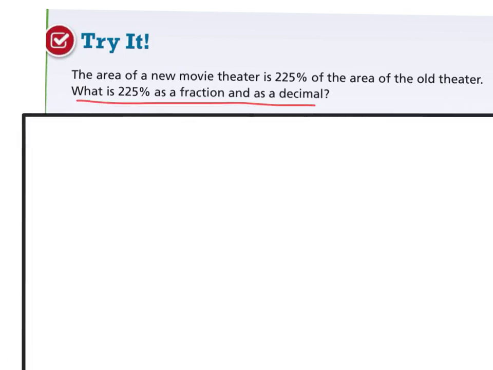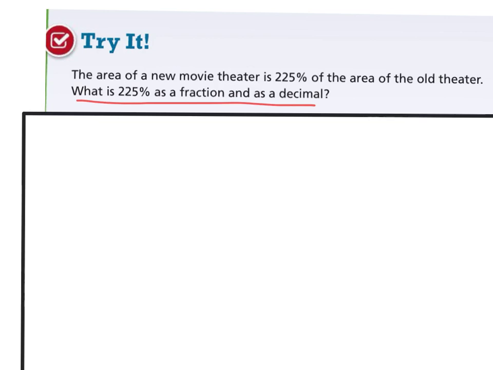So we've got to do both of these. I'm going to suggest it might be easier on some of the problems just to go ahead and get the decimal, and then from the decimal you can get your fraction, but that's up to you which way you'd rather do that.